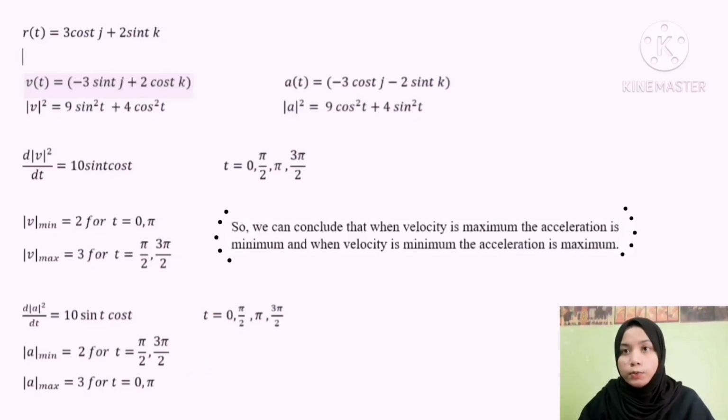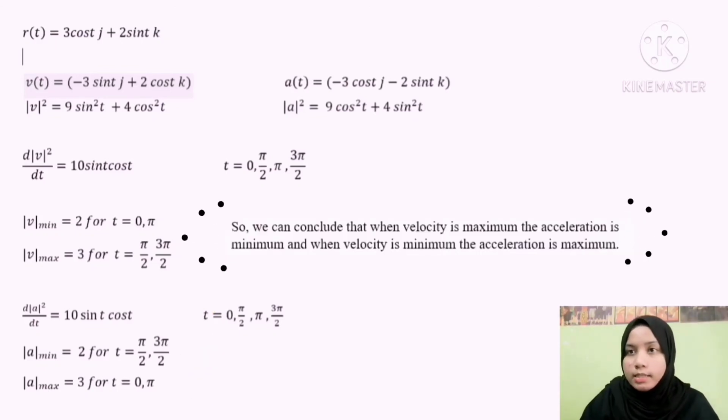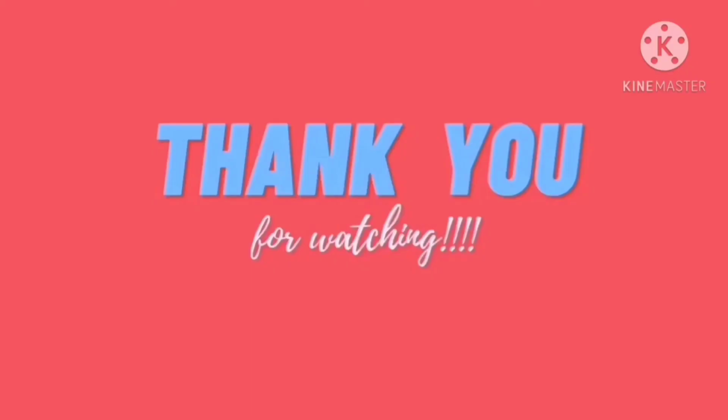So we can conclude that when velocity is maximum, the acceleration is minimum, and when velocity is minimum, the acceleration is maximum.